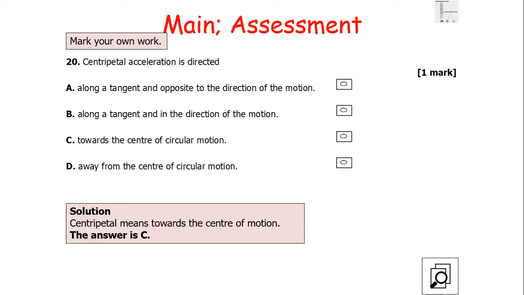Well, centripetal means towards the center of the motion, towards the center of the circle. So the answer is always C. Now remember, centripetal force acts towards the center of a circle, and centripetal acceleration acts towards the center of a circle. Okay, centripetal means it goes towards the center of the circle.